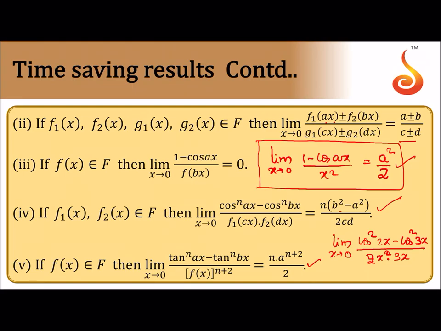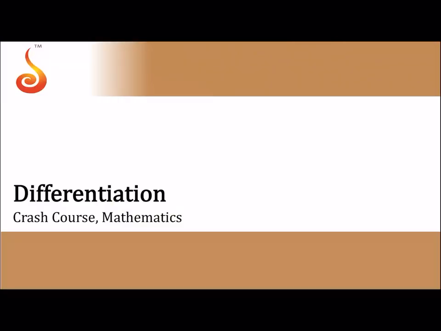The same is the formula: tan nax minus tan nbx by x to the power n plus 2. You can do it by the normal method also. If you are not able to remember this formula, you can do it directly. This is the most important formula: limit x tending to 0, 1 minus cos ax by x square is equal to a square by 2.